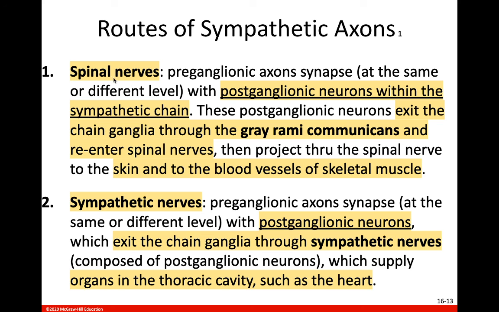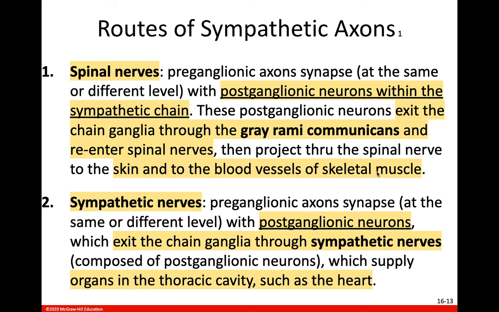So the first route is through spinal nerves. Basically the preganglionic neuron can synapse in the chain ganglia, and then the postganglionic neuron exits the chain ganglia and goes back into a spinal nerve.